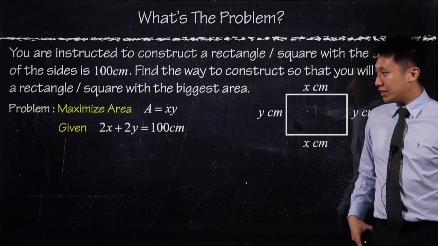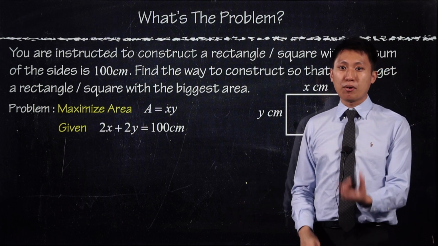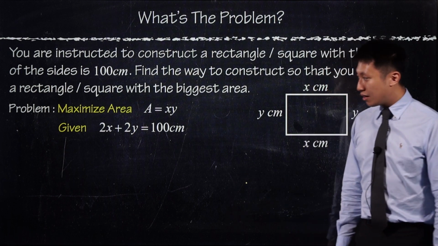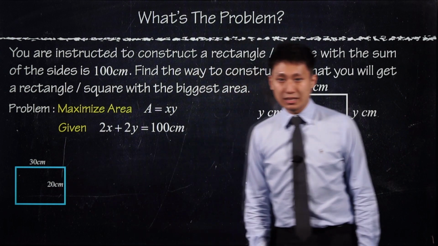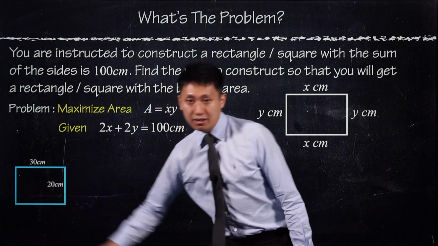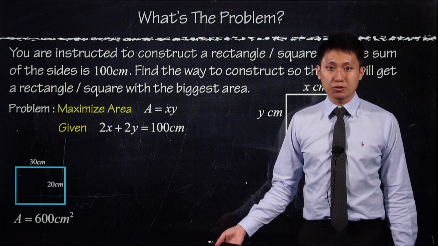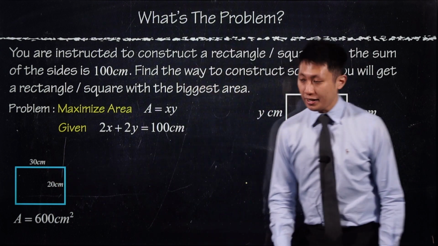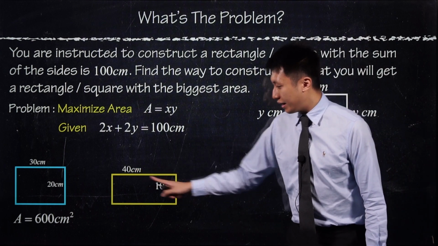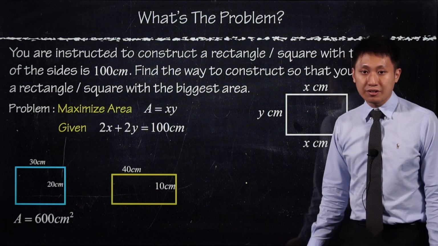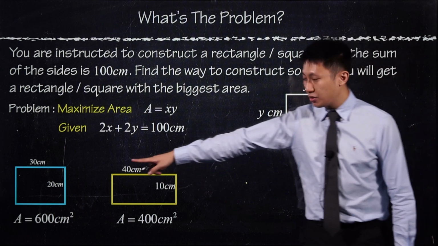Given that 2x plus 2y is equal to 100, that's the given material, so it can't be more than that. Now let's say we trial and error. The first one, 30 and 20. So you get 30, 30, 20, 20, which gives you 100. Then what's the area for that one? 600 cm square. It's pretty good. Let's try this: 40 and 10. 10, 10, 40, 40, so you get 100 in total. This one is 400 cm square. It's not as good as that one.